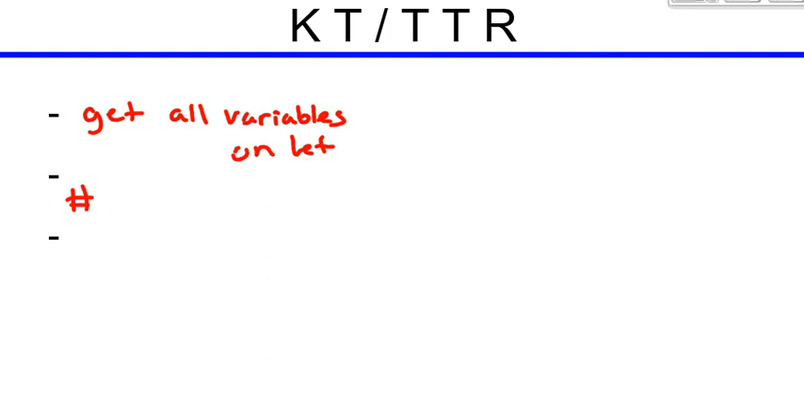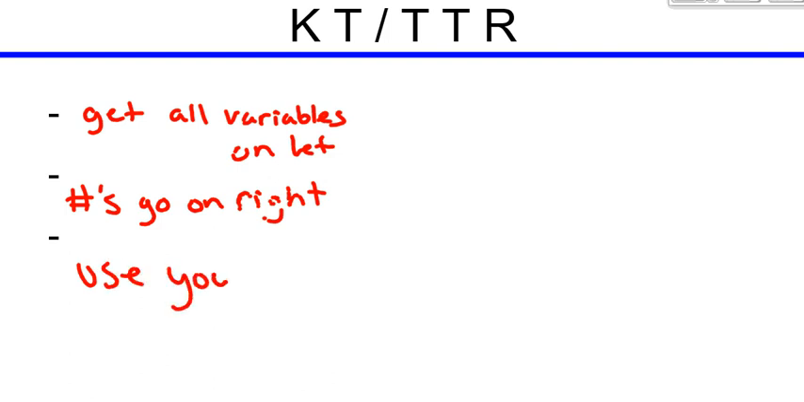All right. 3 things we can walk away with are just variables on both sides, and get all variables on the left. Numbers go on the right. Sorry, the pen's kind of messing up here. Numbers go on the right. And then I want to add this, use your calculator.